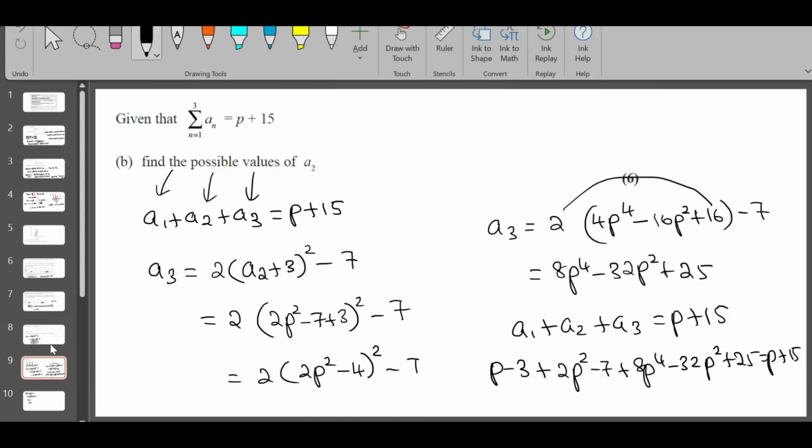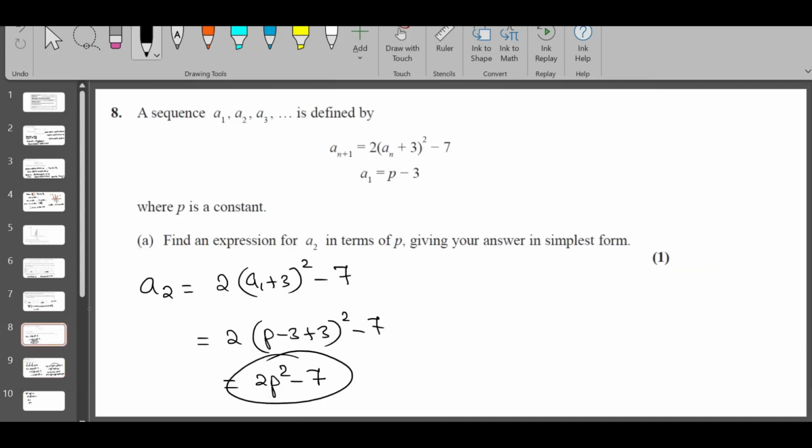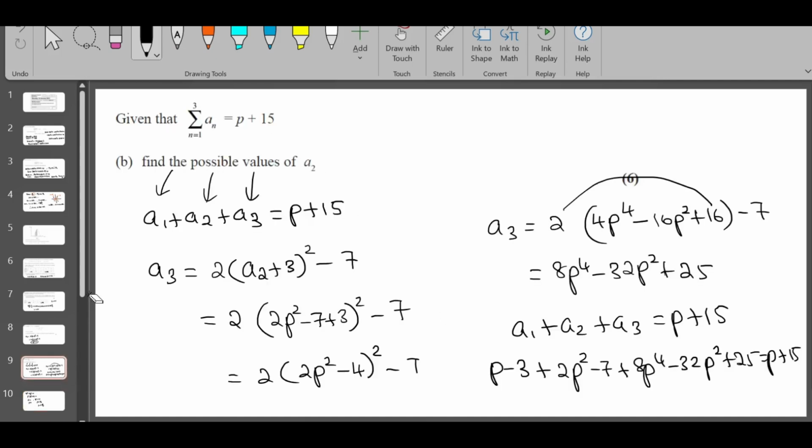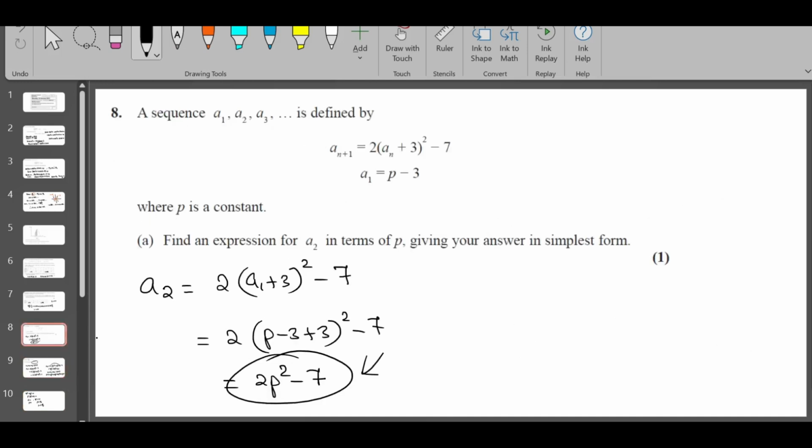Did they mention anything about p in the question? P is a constant. Okay, so leave it as it is. The second equation is 8p square minus 30 is 0. P square is 30 over 8, which is 15 over 4. P is plus or minus square root of 15 over square root of 4. But they don't want you to find the values of p. They want you to find the values of a2. a2 is 2p square minus 7, right?